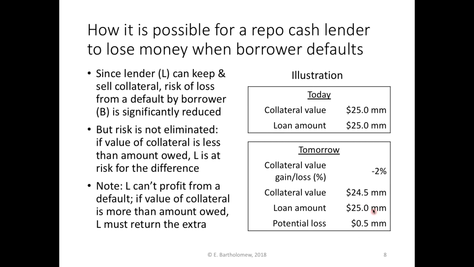Now, I should note here also that if it had gone the other direction, if the collateral value had gone up 2% instead of down 2%, the cash lender can't keep the difference and profit from the default.